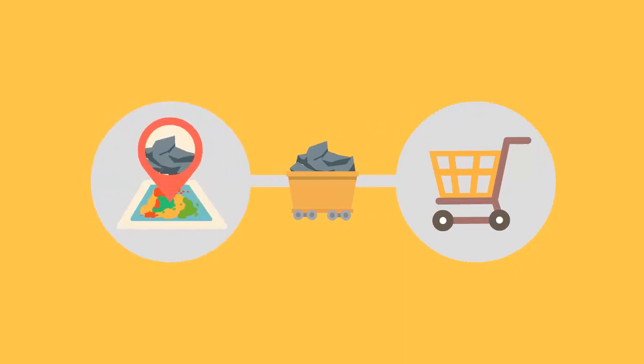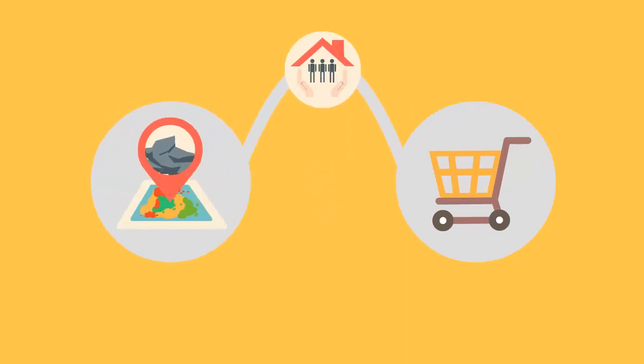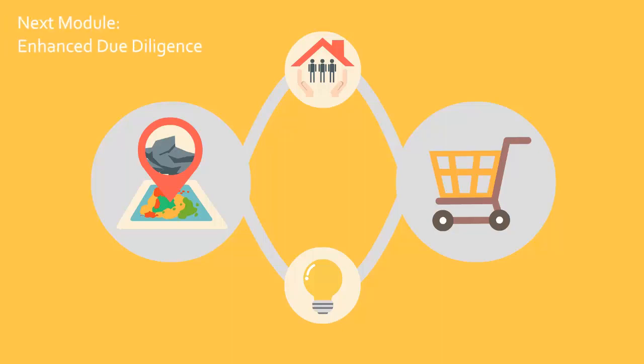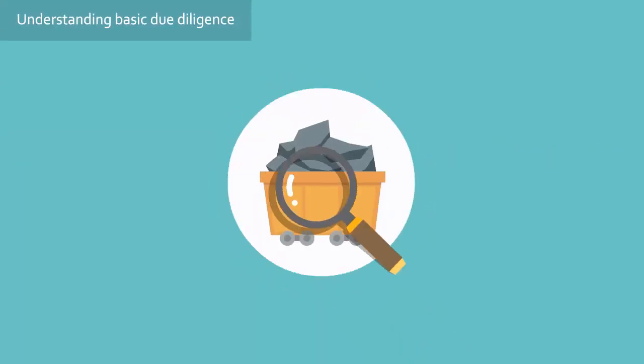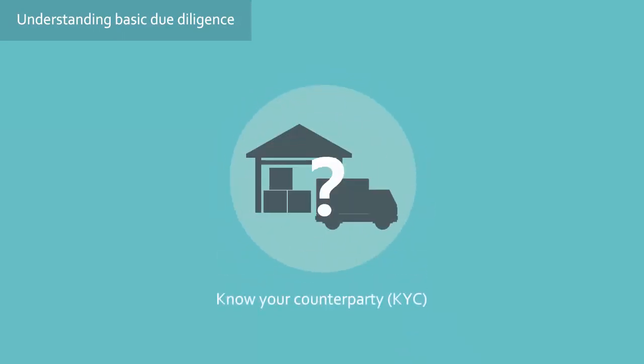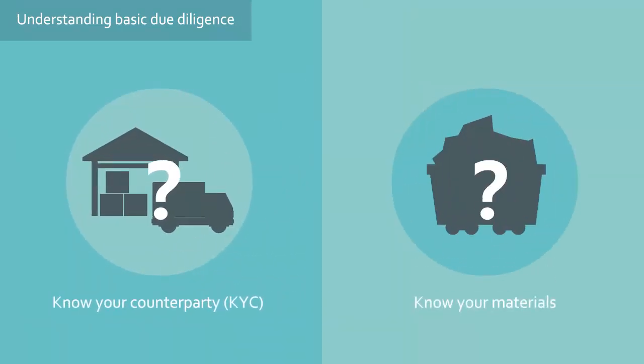We encourage responsible sourcing from high-risk areas. It supports those communities and offers smelters greater sourcing opportunities. To see how, check out our module on enhanced due diligence. Let's take a moment to review. Basic due diligence has two aspects: know your counterparty and know your materials.